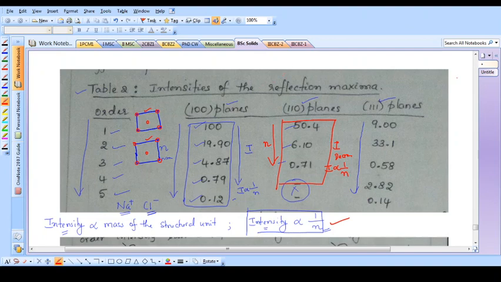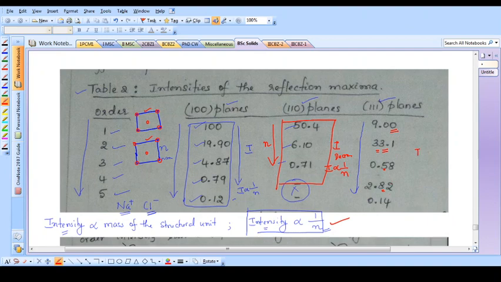This is interesting. Here we observe that the intensity of the first order reflection is 9. The intensity of the second order reflection should have been less, but it is greater than the first order reflection. Again, if you go to the third order reflection, the intensity of the third order reflection is less than the second order reflection. This is acceptable. Whereas if I go to the fourth order reflection, again the intensity of the fourth order reflection is greater than the third order reflection. So what we are observing is, the intensity is varying alternately. It is increasing, decreasing, increasing, decreasing.